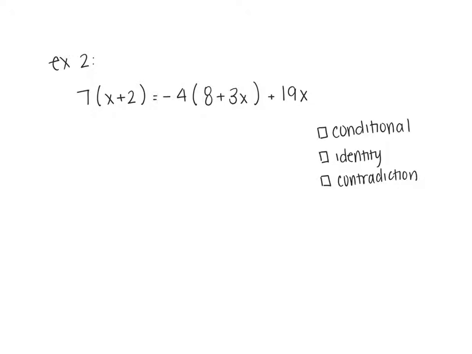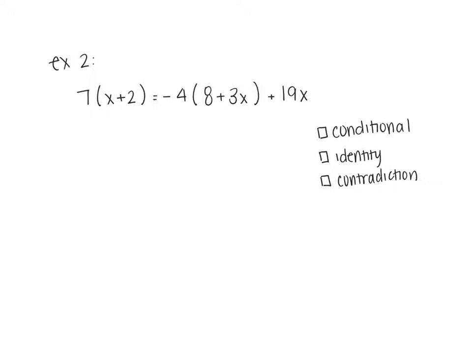Alright, so the next example says this idea of conditional, identity, contradiction. Conditional means you get out a number. So it's conditional on x equals 8 or x equals 15. Identity means that it's the same thing. So remember, the identity property was if you're looking in the mirror, you see the same thing back. So identity is 5 equals 5. Contradiction, all the variables would go away and you'd be left with 3 equals 18. That's a contradiction. That can't happen.